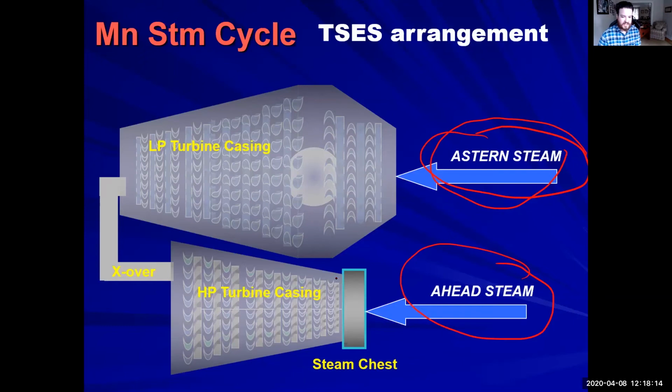Okay? The head steam goes through the high pressure, through your crossover, through your low pressure turbine casing, and down into your condenser. The astern just goes through a portion of the low pressure and down into your condenser. All right?